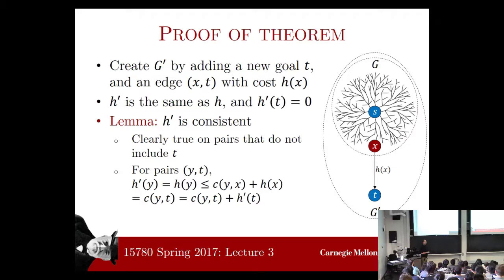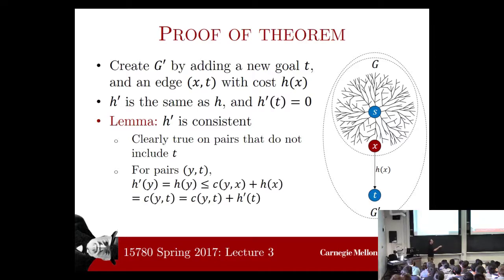Why is H prime of T 0? Because we define it that way. It's a goal, and in general, we assume that goals have heuristic value 0. But in addition, we get to define H prime. So we defined H prime to be 0 on T. I'm defining a new instance, and I get to define it any way I want. I have complete control over what it is. But I'm going to define it exactly the same as H on every other node, and I'll define it to be 0 on T.